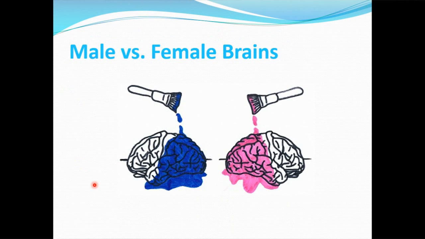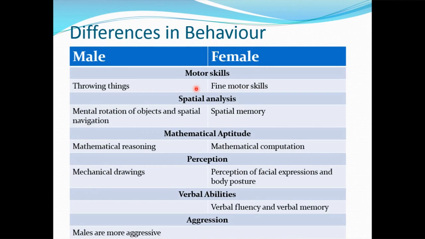Let's look at the differences between male and female brains. Again, there isn't a huge difference, but there are some significant differences. There are differences in behavior as a result of different brain structures. In terms of motor skills, apparently men are better at throwing things, and women are better at fine motor skills. In terms of spatial analysis, men are good at mental rotation of objects and spatial navigation more than women, whereas women are better at spatial memory.